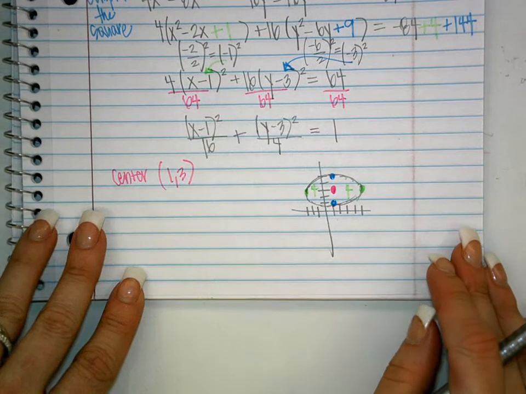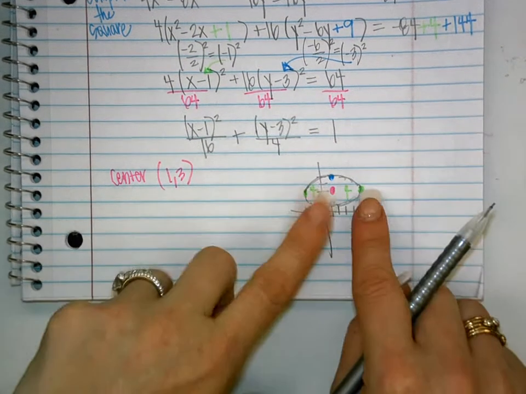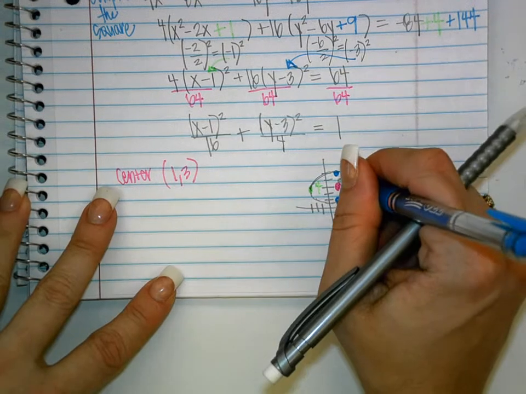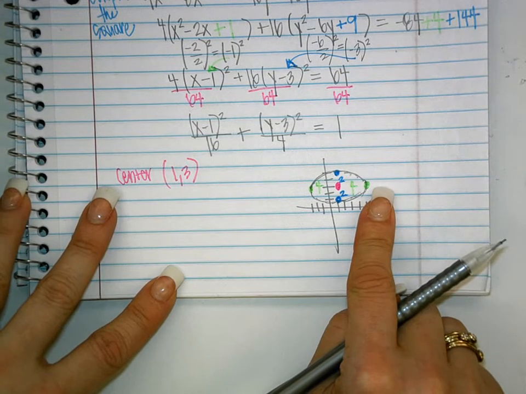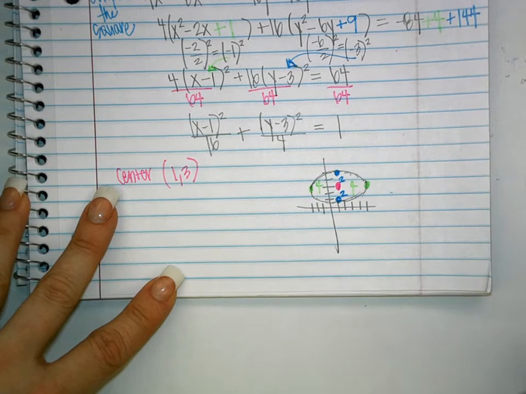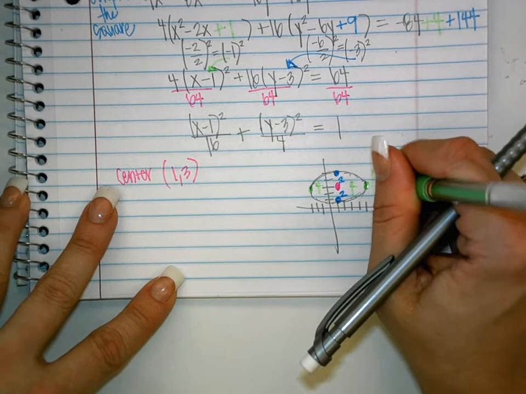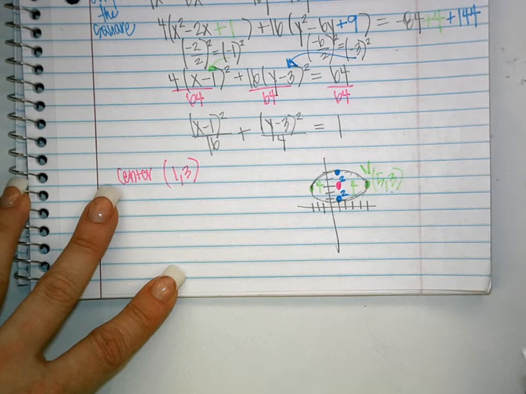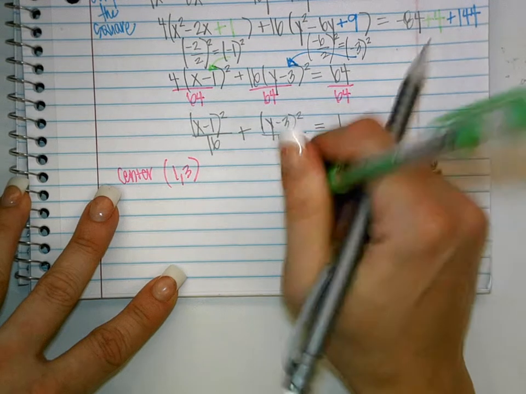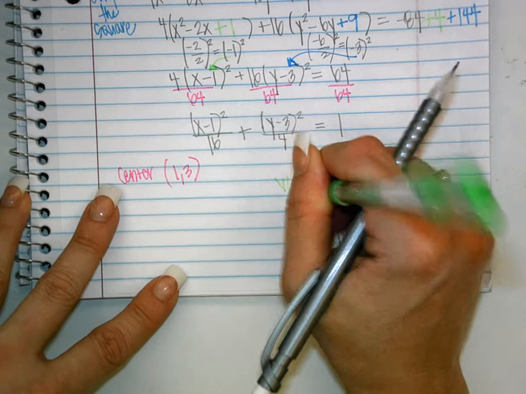Then where would your vertices be? The side to sides or the up and downs? Side to sides, and we have to label those. So this one is over 5, up 3. That's one vertice, or vertex. This one is negative 3, up 3.